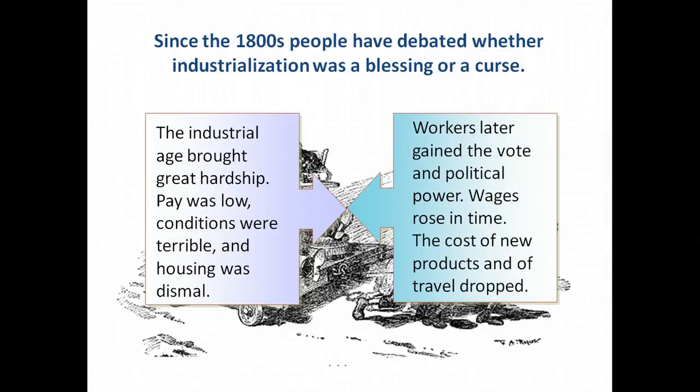As time goes on and the Industrial Revolution develops, workers do gain some political say and some political power. Wages come up over time as the power of labor increases. The cost of new products that are provided to this increasing population drops. We have new products that come into play as well, and the cost of travel drops. So you've got certainly negatives, especially in the beginning. Over time you start to see some positives, some benefits from the Industrial Revolution, but certainly something that could be debated even in modern times.